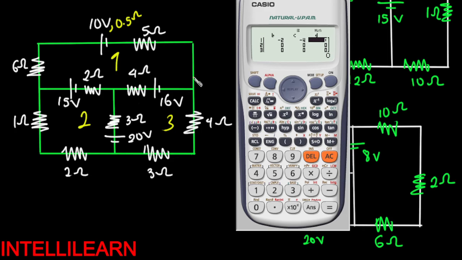Now go around the first loop, calculate the voltage. This is a drop of 10, a rise of 16, a rise of 15.